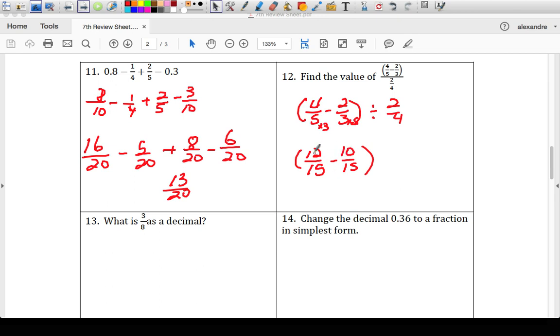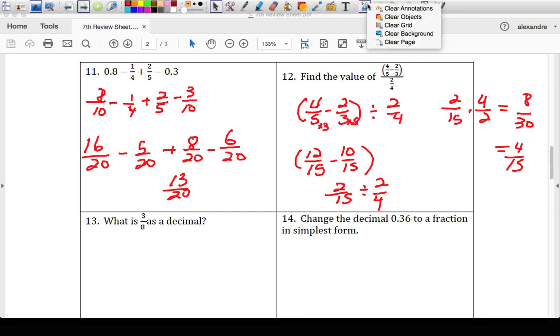If I subtract now, I can. 12 minus 10 is 2. I get 2 over 15. I'm going to divide that by 2/4. So it's 2 over 15. Multiply that by the reciprocal, which is 4 over 2. Cross, cross. I could cross those 2's, or if you're not comfortable doing that, 2 times 4 is 8. 15 times 2 is 30. You can simplify now. You get 4 over 15. Okay.